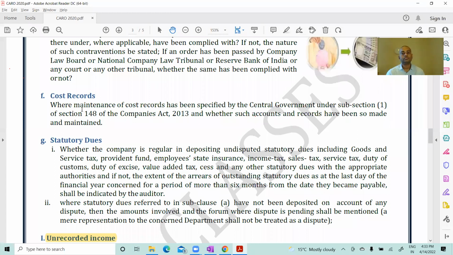Enough. So as statutory auditor, even if CARO is applicable, you will not verify cost records. You will just verify whether the company is maintaining cost records or not. The company is maintaining cost records, full stop. The company is not maintaining cost records, full stop. That is cost records. On this, there is one previously asked question as well.